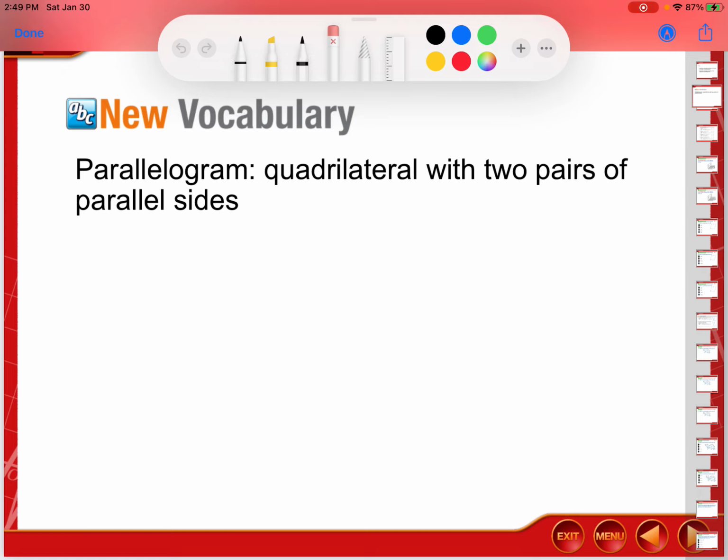But a parallelogram is a quadrilateral, so it's a four-sided shape with two pairs of parallel sides. So two pairs of parallel sides. So probably looks something like this. Not like that. Should have drawn it smaller. I would have had a better shot. Something kind of like that, generally.